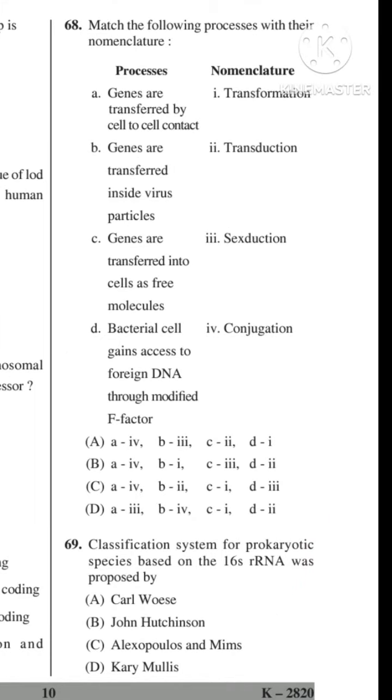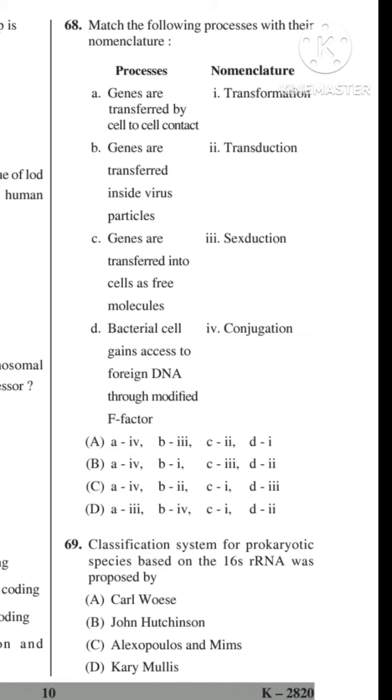Question number 68. Match the following process with their nomenclature. Here the processes are given on one side and the nomenclature on the other. First option, genes are transferred by cell to cell contact. So A goes with 4, conjugation. Next, genes are transferred inside the virus particle. So B goes with 2, that is transduction.